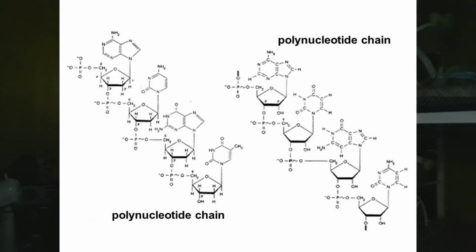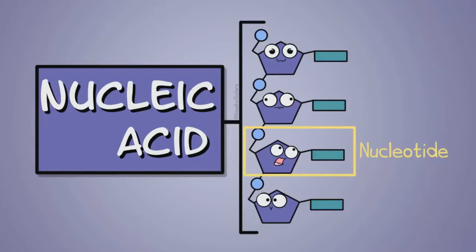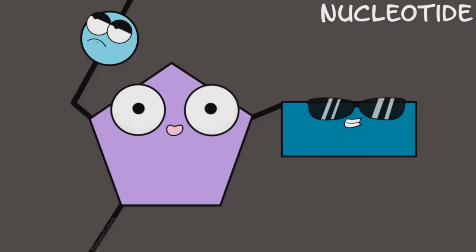So meaning DNA and RNA are composed of many nucleotides. Those many nucleotides are called a polynucleotide. So DNA and RNA are polynucleotides. A nucleotide is made up of three parts: a phosphate group, a pentose sugar, and a nitrogenous base, such as adenine. Let's talk about DNA and its properties.